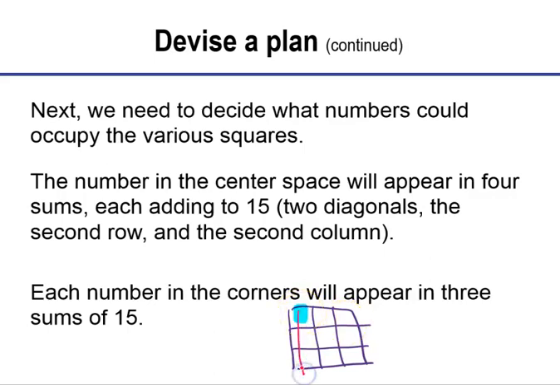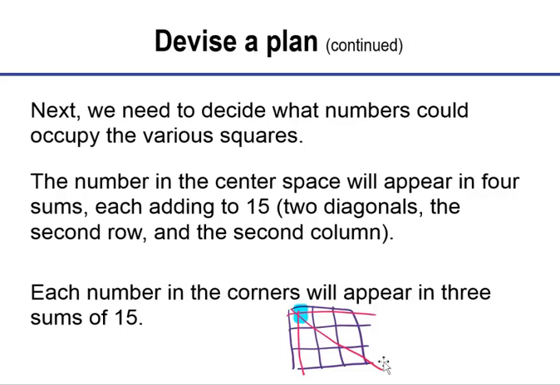So it'll be in that column. It'll be in that row. Hey, it'll also be in that diagonal. So after we find the center number, how about we see what other numbers are popping up pretty frequently, and those could be our corner numbers, right?